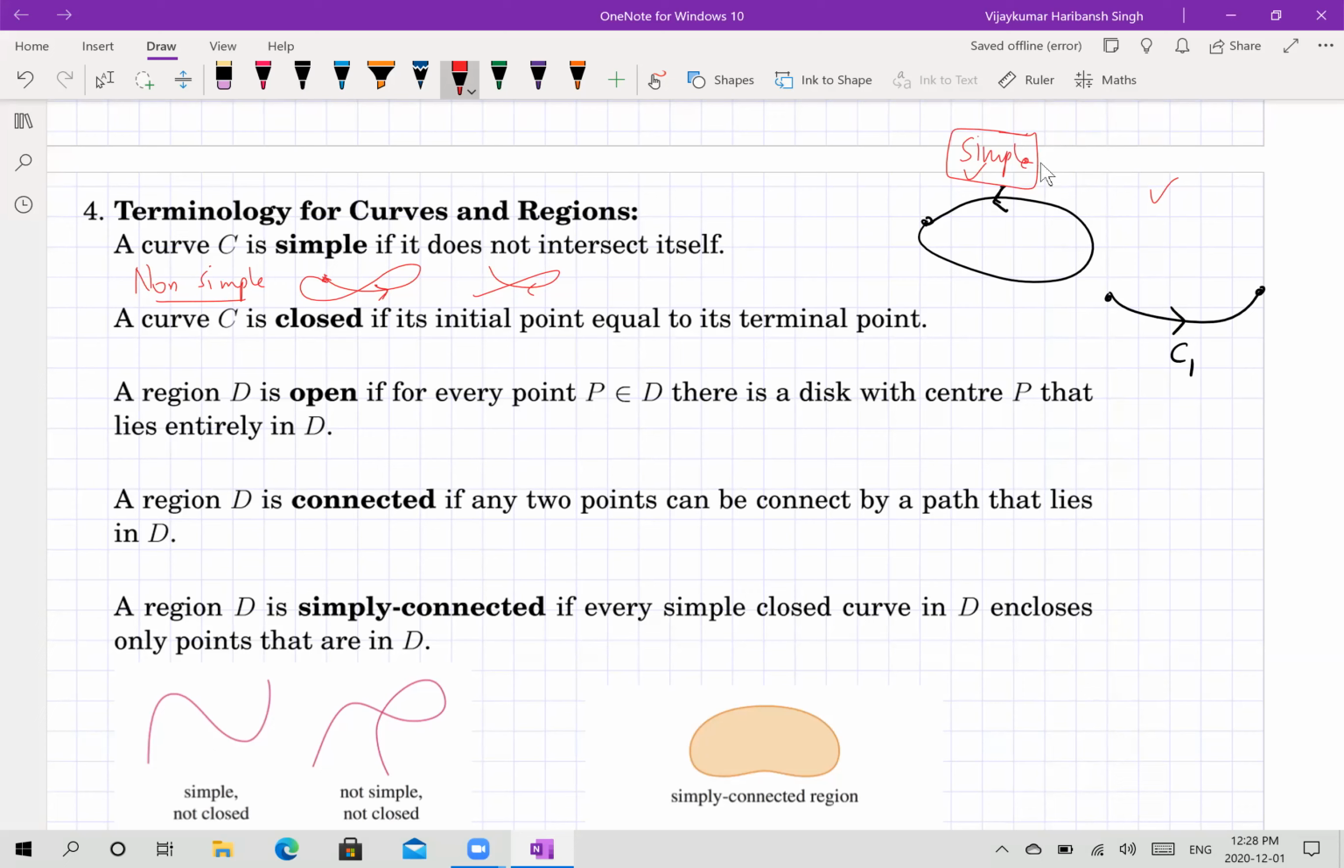Now a curve C is closed if its initial point is equal to its terminal point. So for example, this curve is closed. This curve is also closed, but not simple.